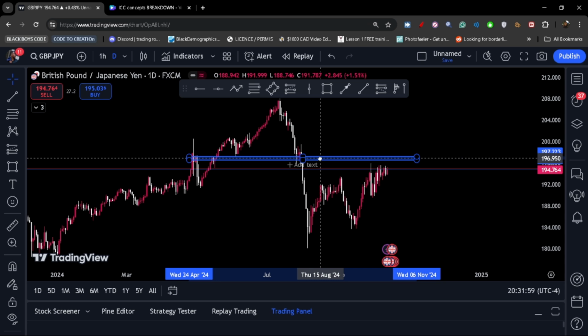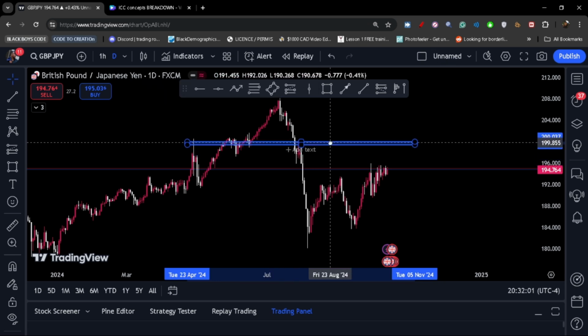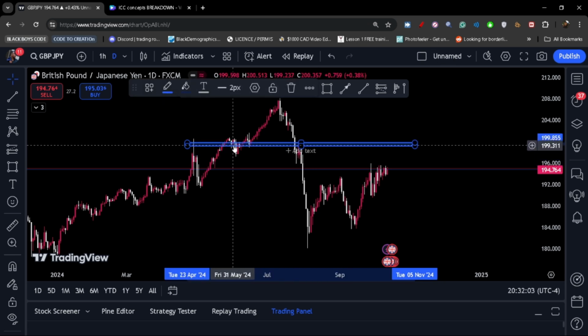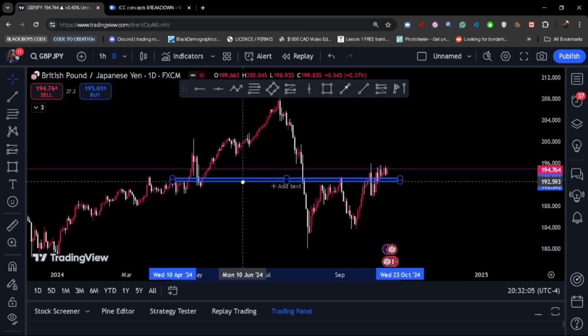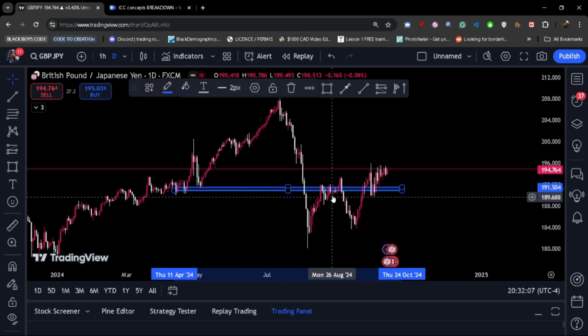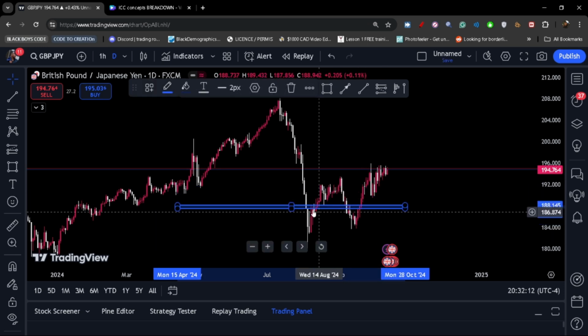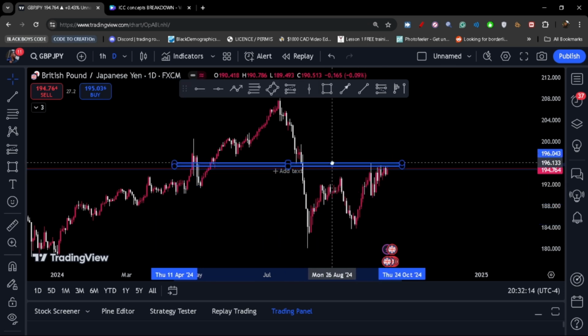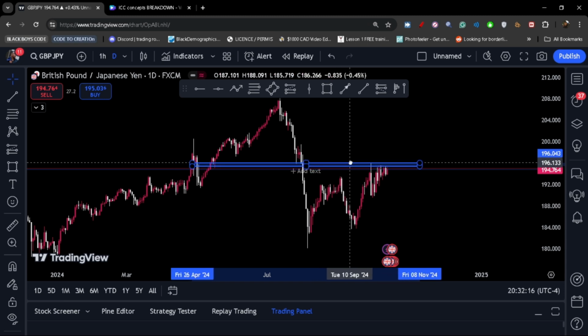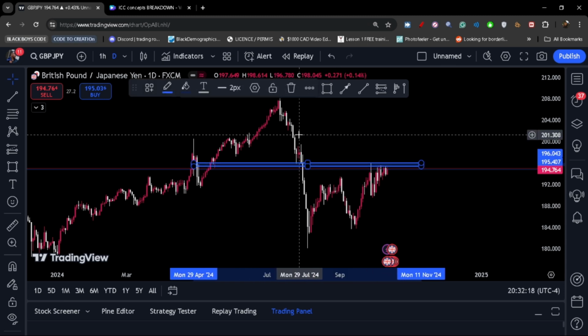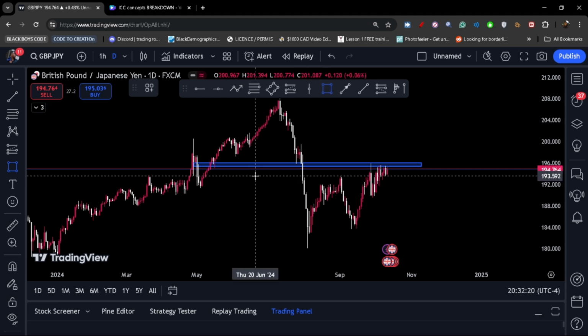It's not like this, where price is disrespecting it anyhow, like this, or something like this. If I put it like this, you can see price is disrespecting it, or like this, where you can see that price is disrespecting it. No. As you can see, boom, it's very clean, right? And then another area of interest is now here again.